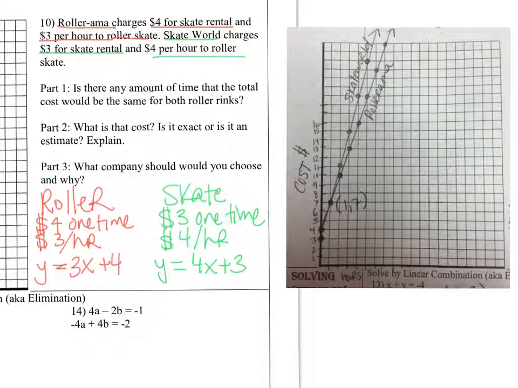Is that exact or is it an estimate? That's exact. That's exactly where they cross. So it's $7. And what company would you choose and why? Well, nobody wants to skate for just an hour. I would want to roller skate for more than an hour. And if that's the case, then I would go with Rollerama, because I know for sure I'm going to skate for more than an hour, and Rollerama will always be cheaper. That said, if you hate skating and you're going to skate for less than an hour, I recommend you go with Skate World.